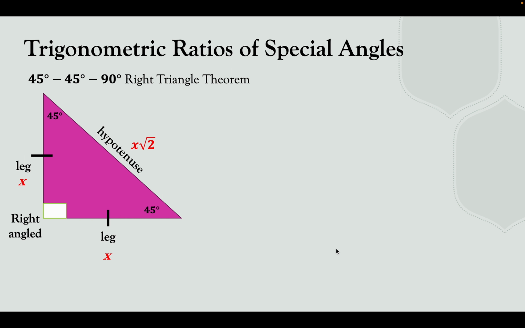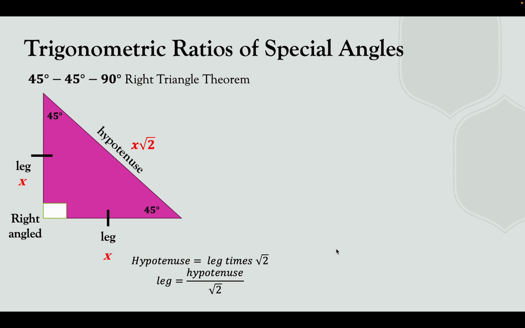As you can see here, we have a 45, 45 degrees and a 90 degrees right triangle. The opposite of the 45 degrees is the leg, and the other 45 degrees is also called the leg, and the opposite of the right angle is the hypotenuse. We have here the values for the sides of the 45-45-90: the leg and the other leg are x, and the hypotenuse is x square root of 2.